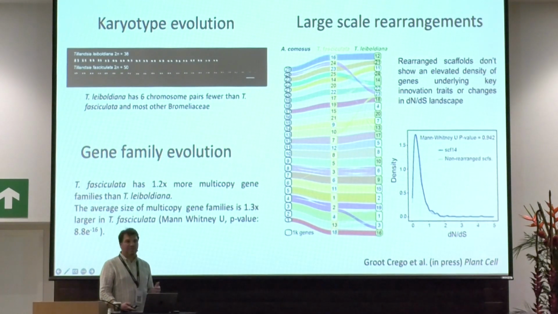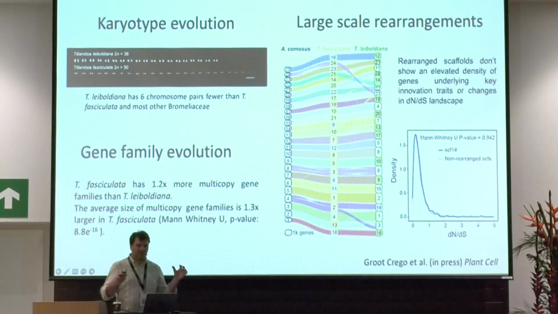However, we did identify a high level of gene family evolution, especially in Tillandsia fasciculata. The CAM plant has more multi-copy gene families compared to Tillandsia leoboldiana, and these gene families tend to have more members in general in fasciculata. So there is an increase in multi-copy gene members in the species which actually has a smaller genome size, which is counterintuitive, right?